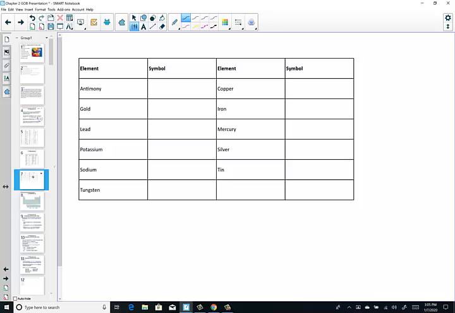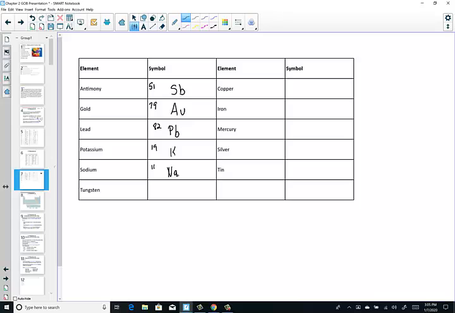The first one was antimony. Did you find it? It was number 51. It's Sb. Gold is on the periodic table at number 79, Au. Lead we had filled out, number 82, Pb. Potassium, we're writing again, letter K. Sodium, number 11.